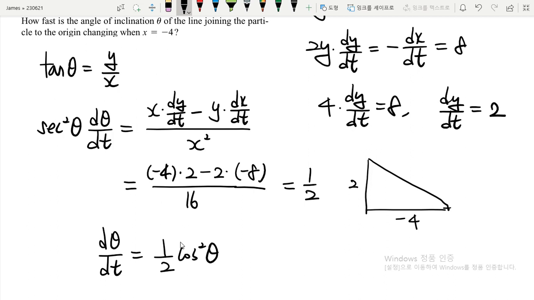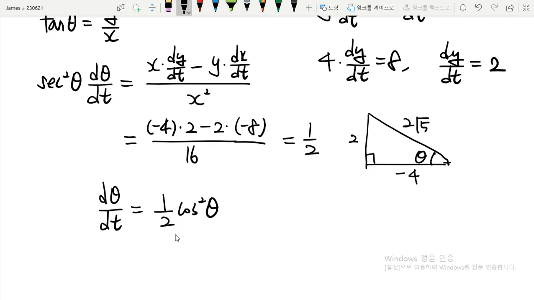What's the length of the hypotenuse in this right triangle? Can you find the length of the hypotenuse? Yep, so 2 times square root of 5. So what's the value of cosine theta in this triangle?